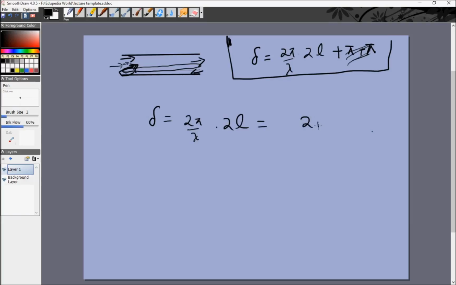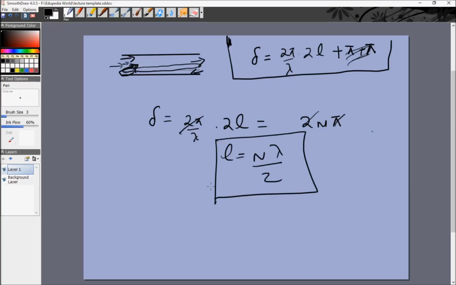If this is equal to 2n pi, then we know that there will be constructive interference, and hence constructive interference will lead to standing waves, just like in transverse waves. So what this gives me is 2 pi and 2 pi will cancel. What this gives me is L is equal to n lambda by 2. So for standing waves to be set up in an open organ pipe, the length of the organ pipe must be an integral multiple of lambda by 2.